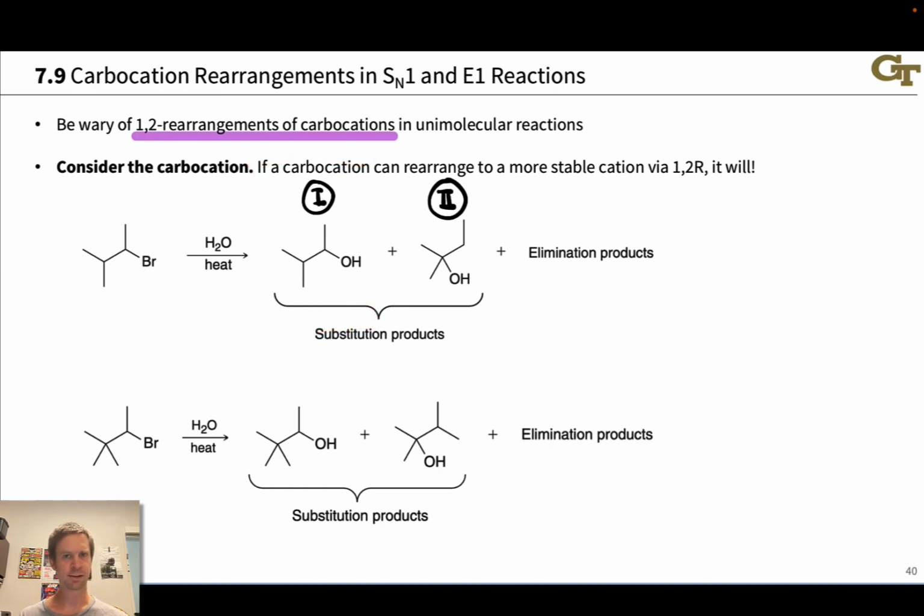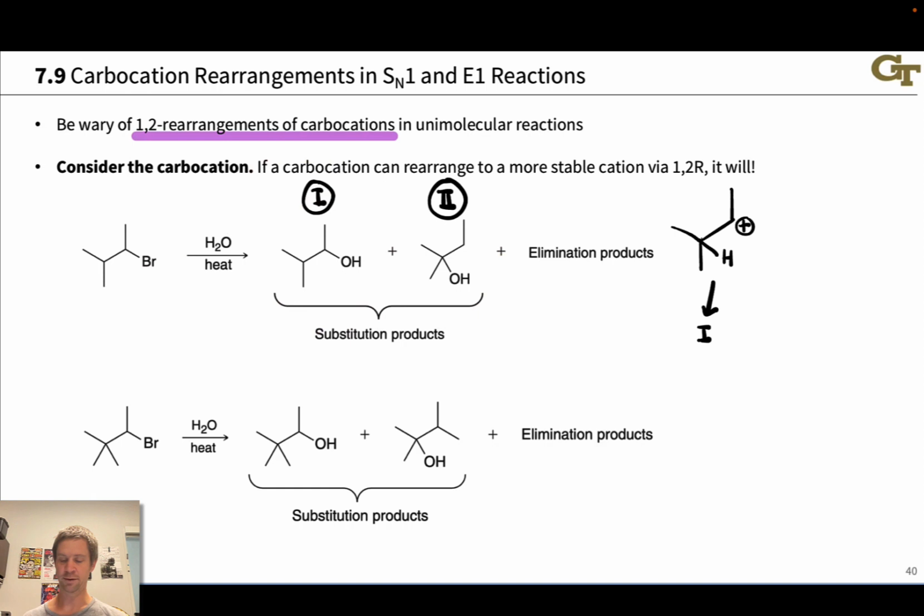1 is the relatively simple SN1 substitution product derived from loss of the bromide and water coming in as a nucleophile, and then we lose a proton from H2O to give the alcohol product. So 1 is derived from simple SN1 substitution via this cationic intermediate right here. This is a secondary carbocation, and so we should be alert to the possibility of carbocation rearrangements taking place and consider whether a neighboring hydrogen or methyl group could migrate to produce a more stable carbocation.